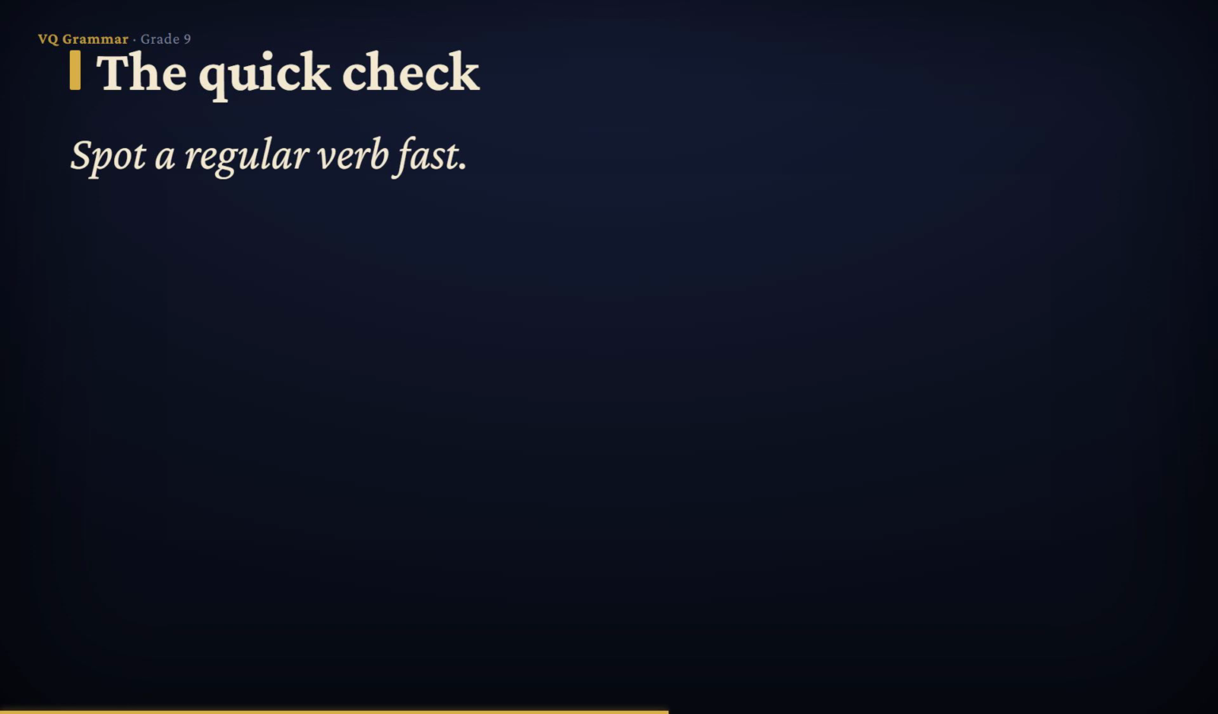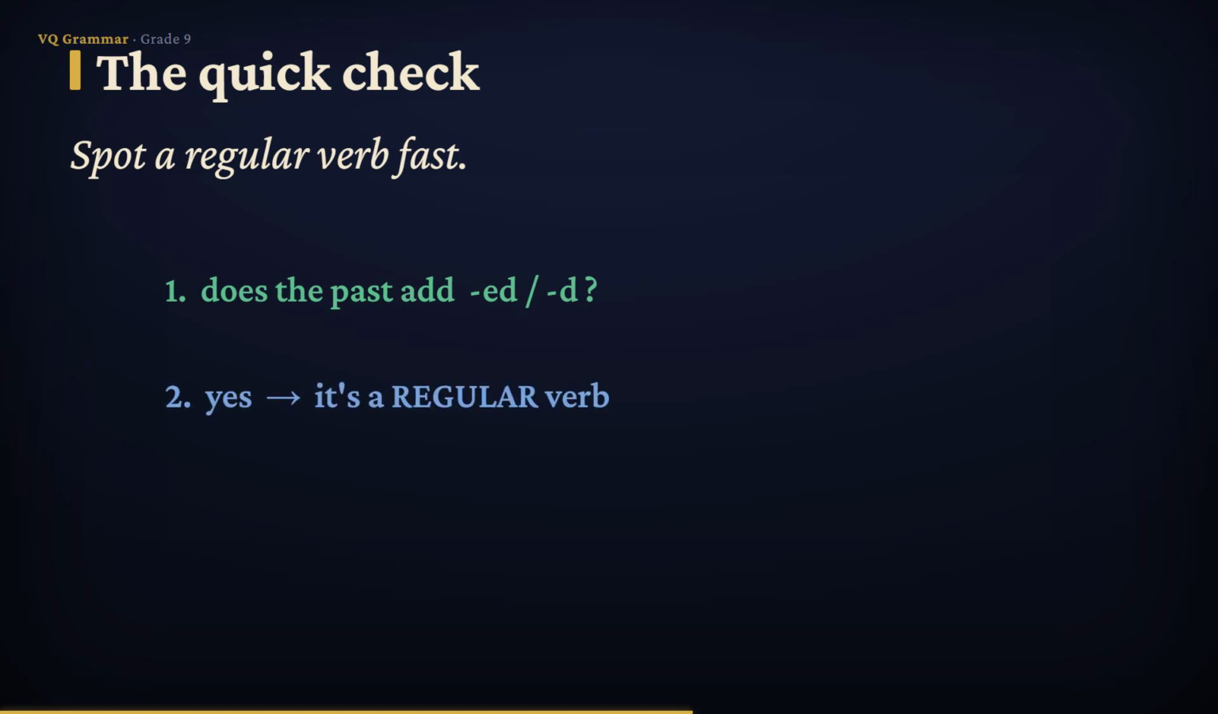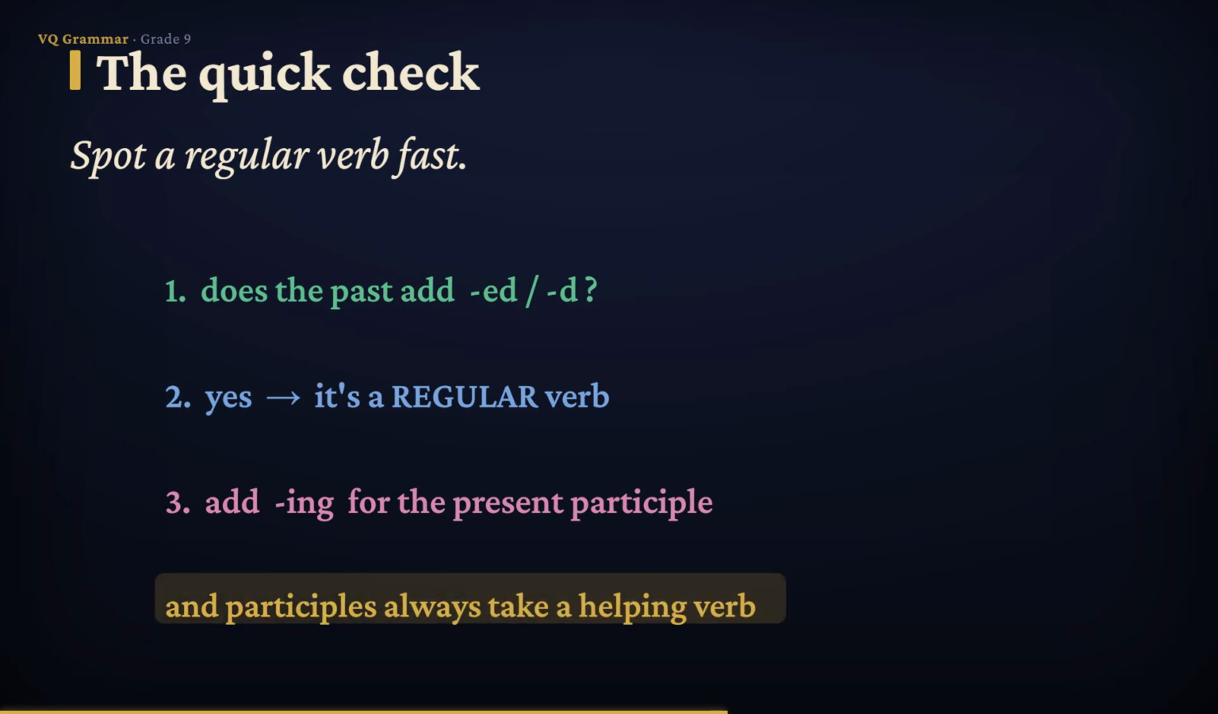Let's boil it into a quick check. Step 1. Look at how the verb makes its past. Does it just add ed or d? Step 2. If it does, you've got a regular verb, nice and predictable. Step 3. Form the present participle by adding ing, the way every verb does. And keep this in the back of your mind. Those two participles always travel with a helping verb. Master that, and the 4 principal parts are yours.